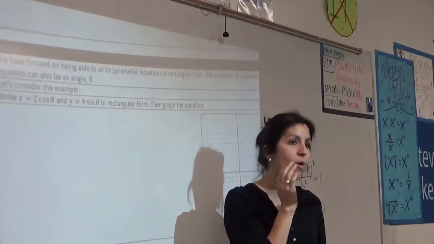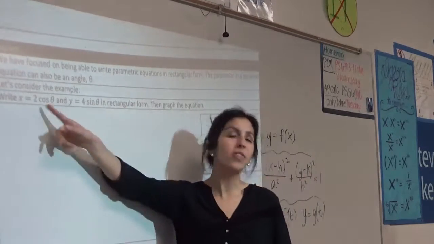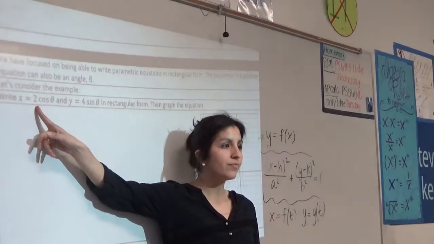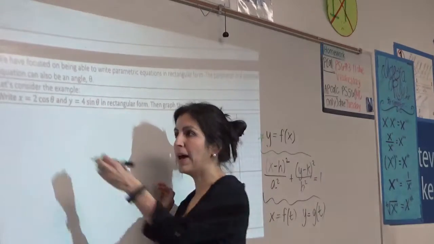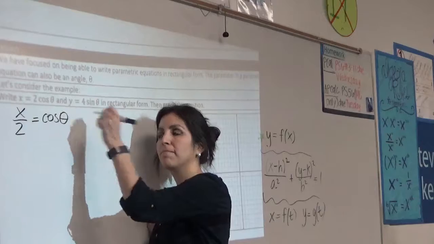And a really cool thing happens when I show you the manipulation on this one. I'm going to start with the x again, just like I did before. Ideas on how I can get rid of that 2? Division. How about x over 2 equals cosine of theta?